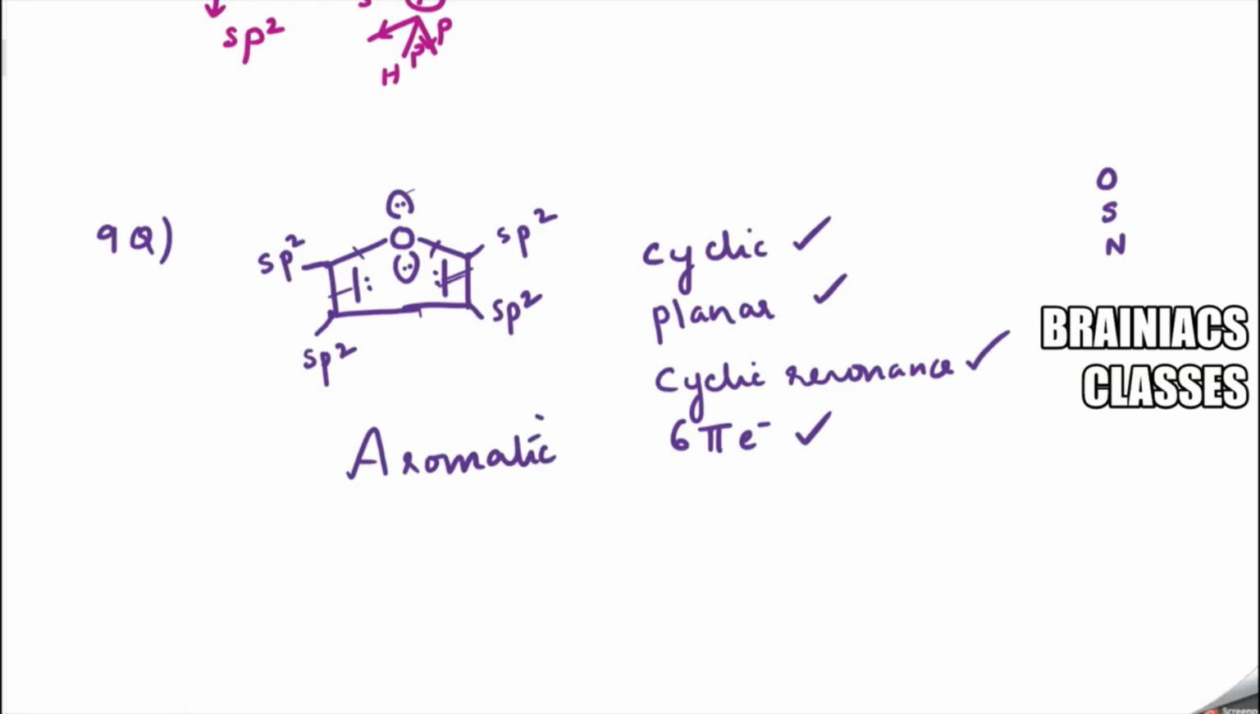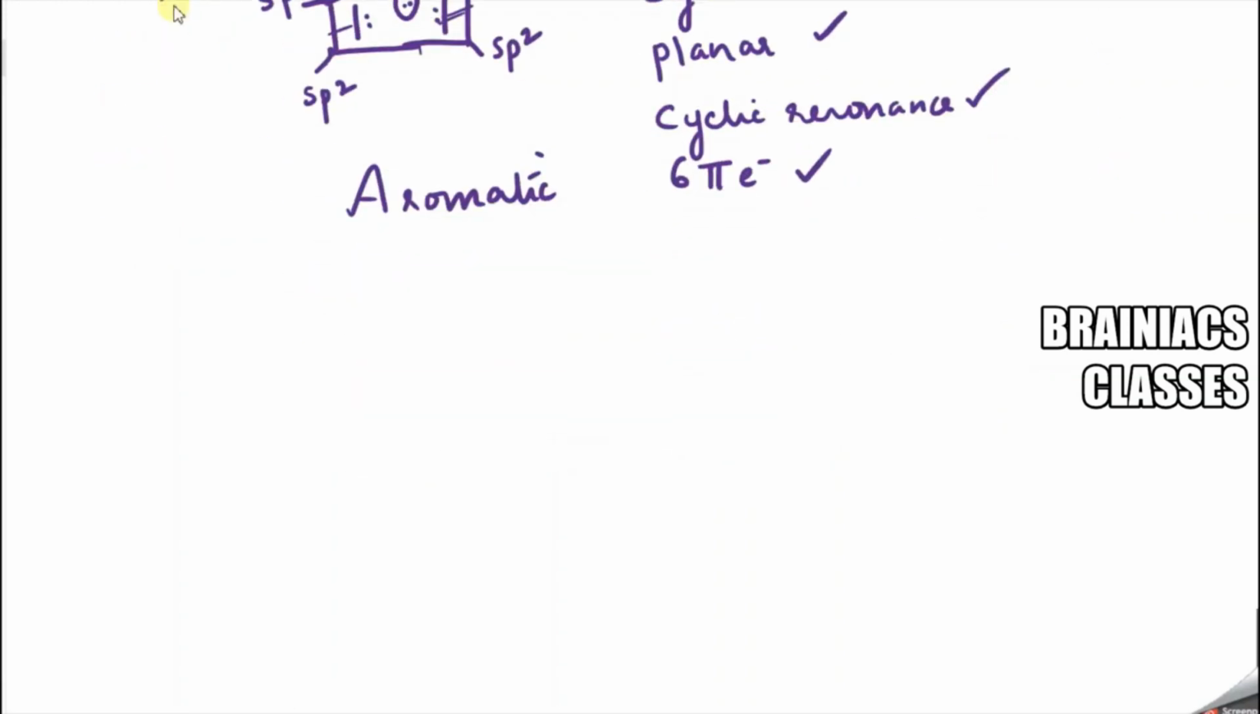Now we will do the next question. Question number 10. Comment on whether this compound is aromatic or not. So here also you have a cyclic ring that is very much visible. Nitrogen is also part of the cyclic ring. So this type of ring is called heterocyclic. You might be knowing it. So it is cyclic. That is very clear.